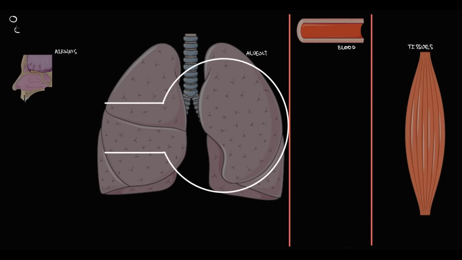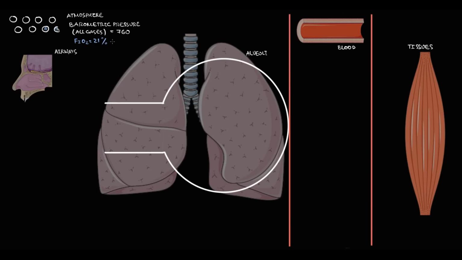In the atmosphere, we have a lot of gas molecules. The total amount of gas molecules gives us barometric pressure. And in normal conditions at sea level, barometric pressure is 760. From the total amount of gas molecules, the oxygen share is always 21%. This value is constant, so 1/5 of all gas molecules is oxygen. As we breathe in, air goes into the airways, and if we calculate, the amount of oxygen that comes into the airways with inhalation is 160.